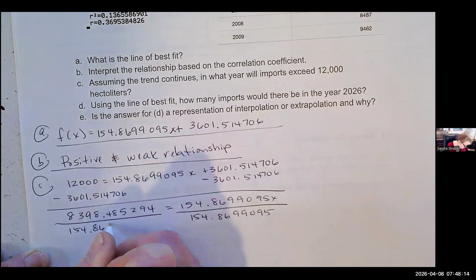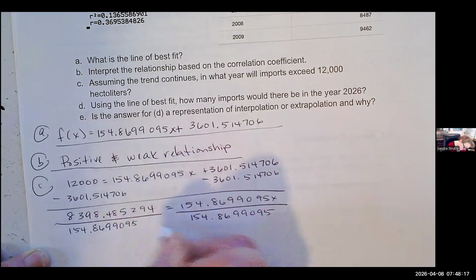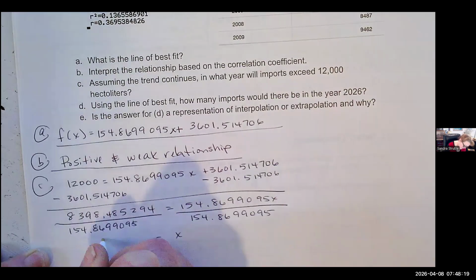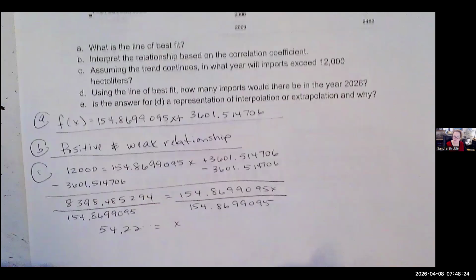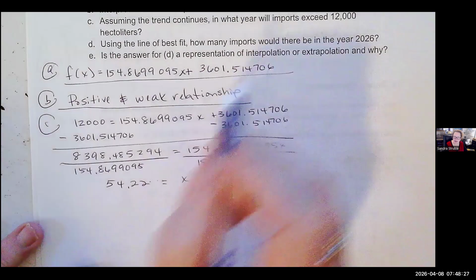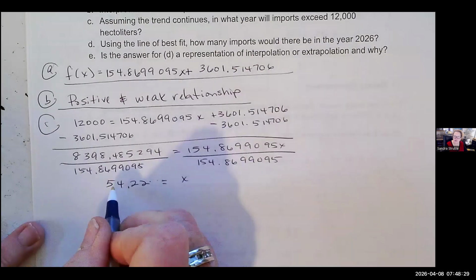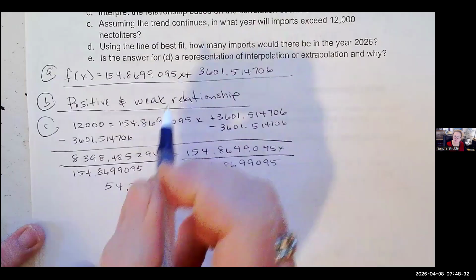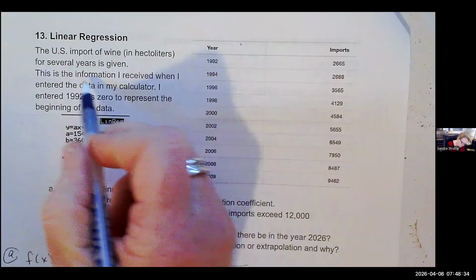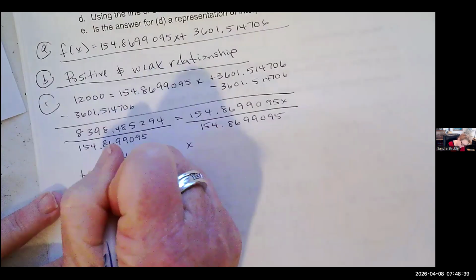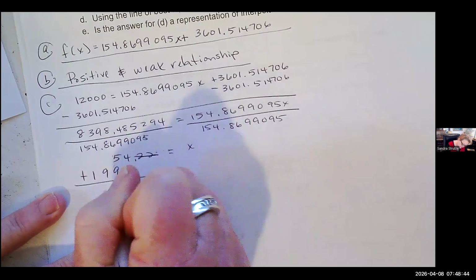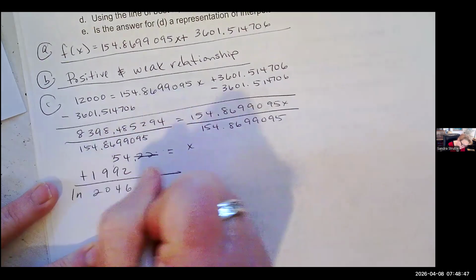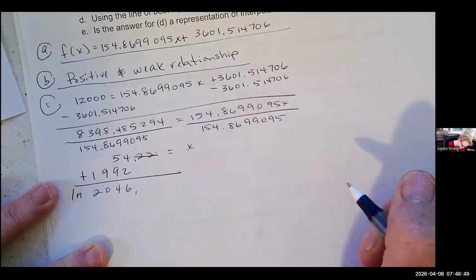So x equals 54 point, I don't care. Why don't I care? Because it has to do with the year, because it says what year. So I only need the 54. This just tells me it happened in February sometimes. What is the earliest value? My earliest value, I told you, was 1992. That is what I used for 0. So plus 1992. So in 2046, imports exceed 12,000 hectoliters.